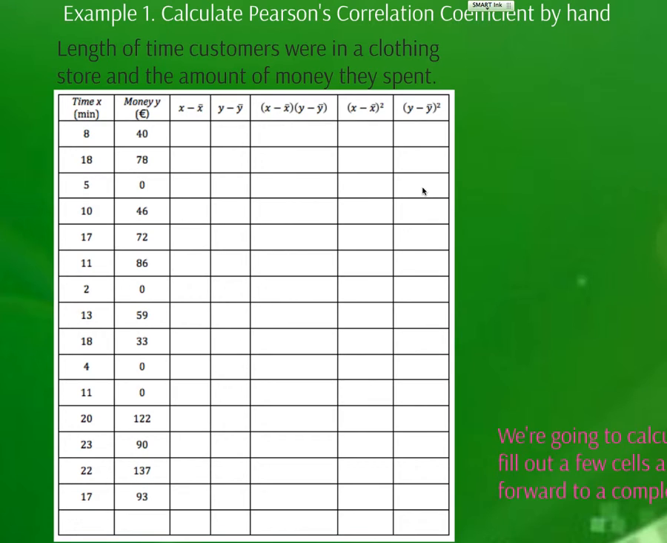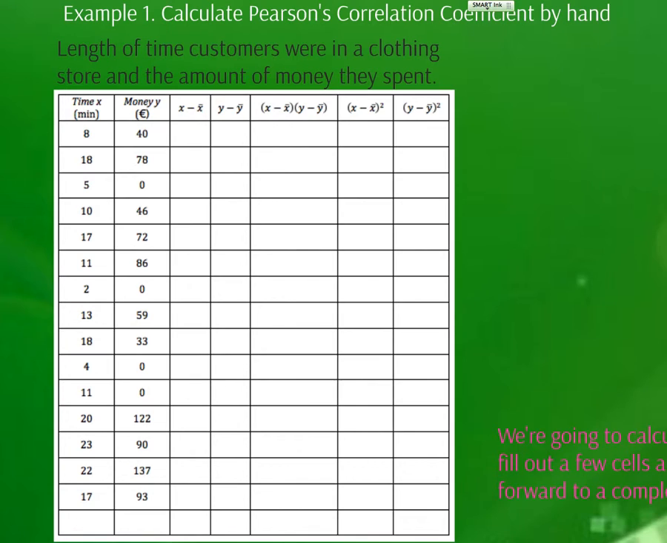So when you are calculating your Pearson's coefficient by hand, these are the things you need in your table. I would at least write down all the different columns you need. You need the X and the Y column. In this case, time is our X, money is our Y. And then you need a column for X minus X bar and Y minus Y bar. So you need a column for all of those subtractions, the X's and the Y's separately.